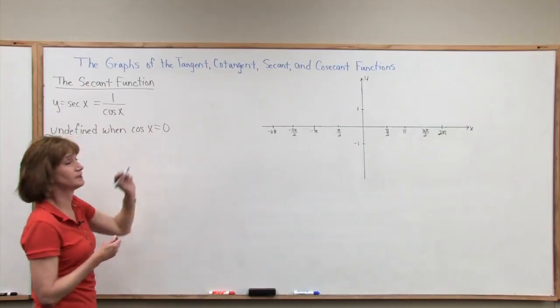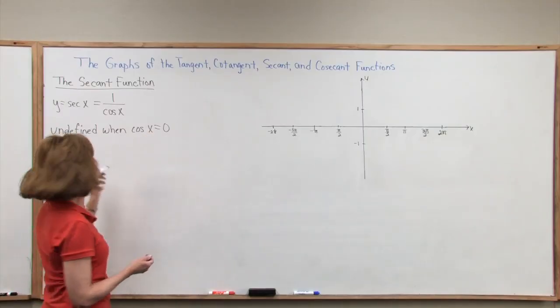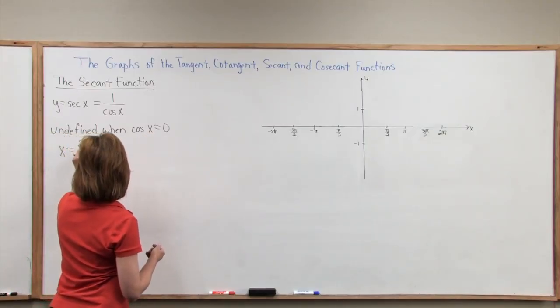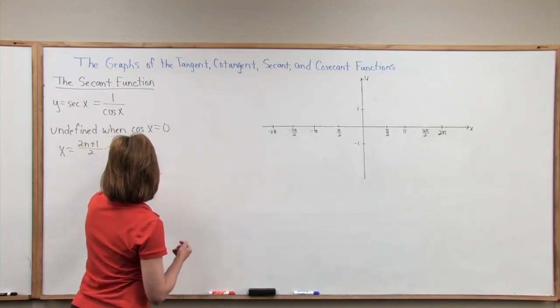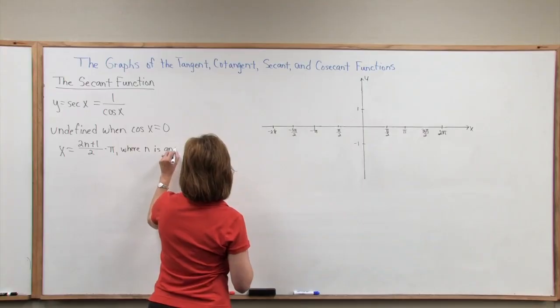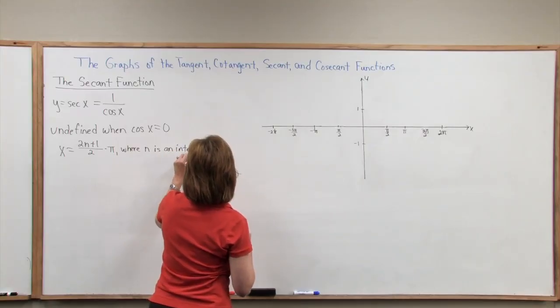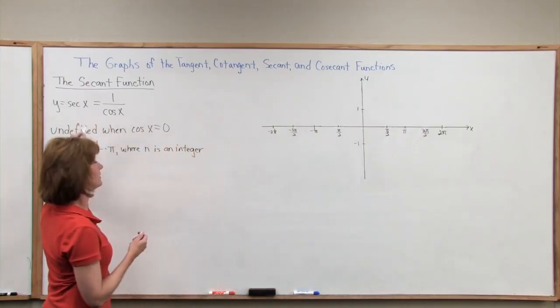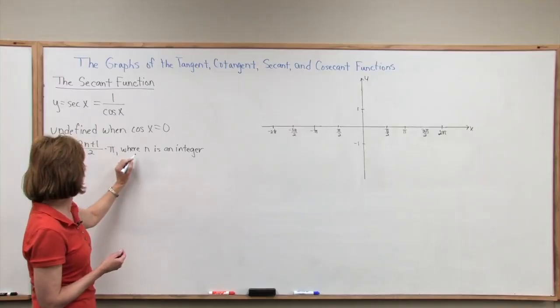The cosine is 0 at odd multiples of pi over 2, which is a way of saying 2n plus 1 over 2 times pi, where n is an integer. What's going to happen for the secant is that's where the vertical asymptotes will be.